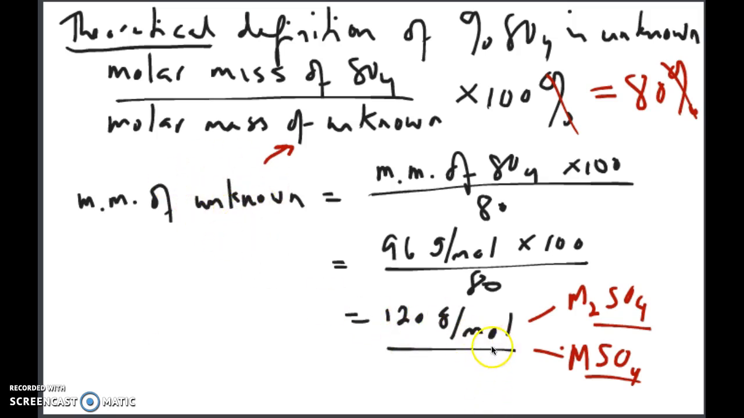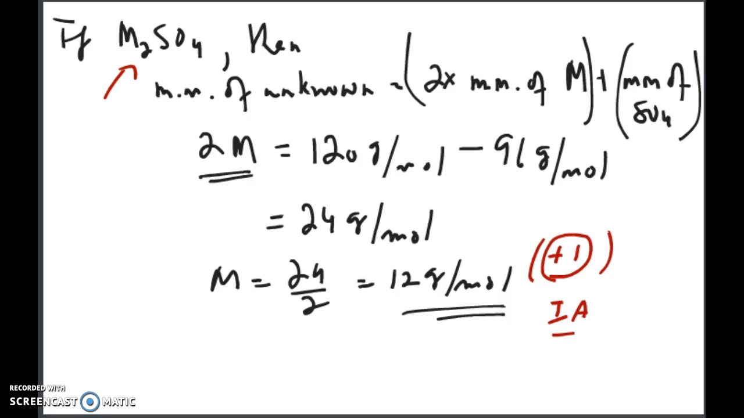From here, I want to try to figure out what my M, my metal cation, is. And remember that there are two formulas that are possible, M2SO4 or MSO4. Okay? If my formula is M2SO4, then what I need to do is solve for the molar mass of the M itself, which remember that the molar mass of the unknown, if the formula is this, would be 2 times the molar mass of M plus the molar mass of sulfate as shown here. So I can then isolate and solve for just the molar mass of M, which is going to be 24 over 2, which is going to be 12.